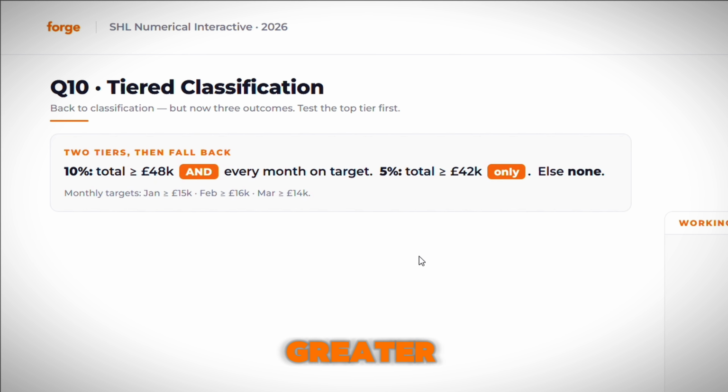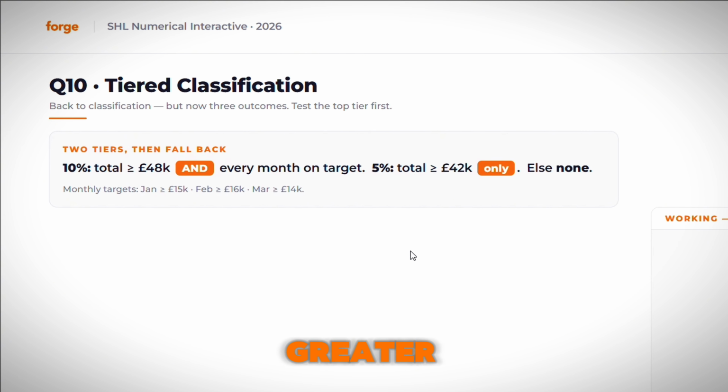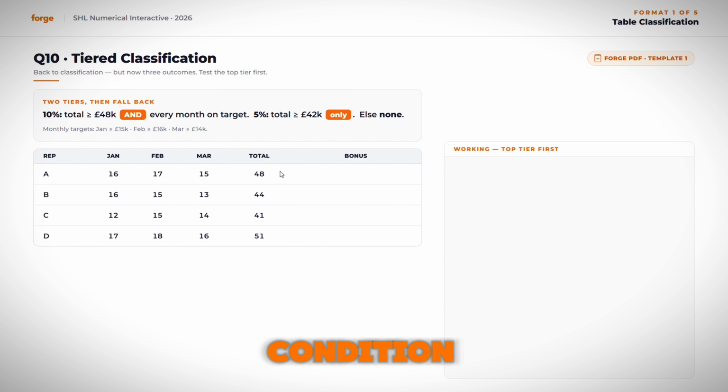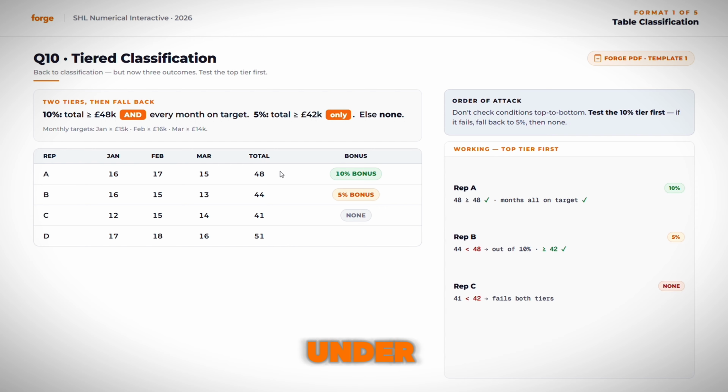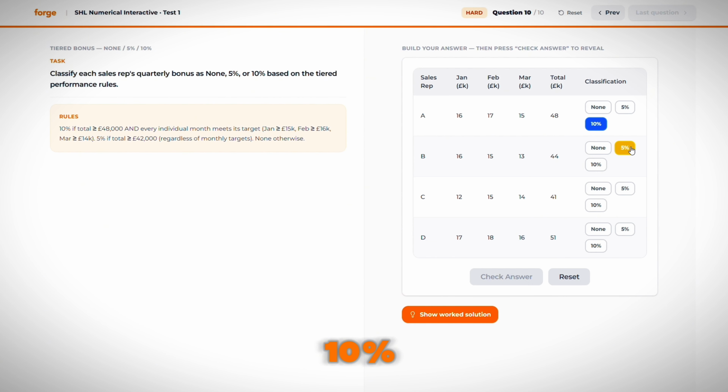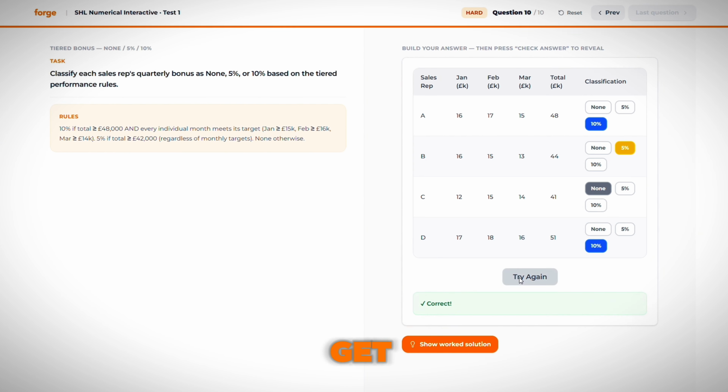10% needs a total greater than or equal to 48,000 and every month on target. 5% just needs a total of greater than or equal to 42,000 with no month condition. If you look at row A, the total is exactly 48 and all the months pass, so it's at 10%. For row B, the total is 44, which is under 48, so 10% is out, but it still clears 42, so it's 5%. Now for row C, the total is 41, which is under 42. Now for row D, the total is 51, all months pass, you're getting 10% again. Now all you have to do is assign the numbers and you get the correct answer.